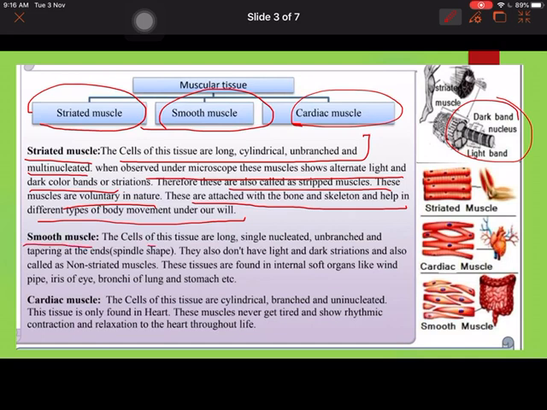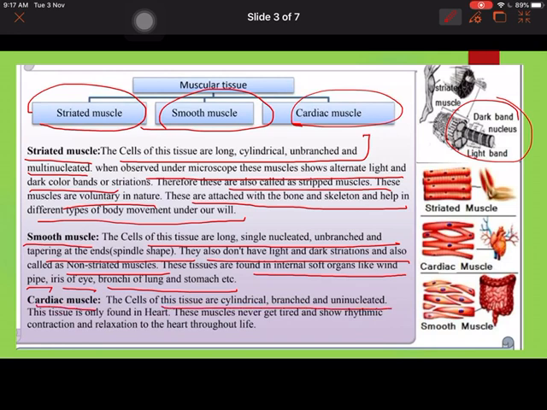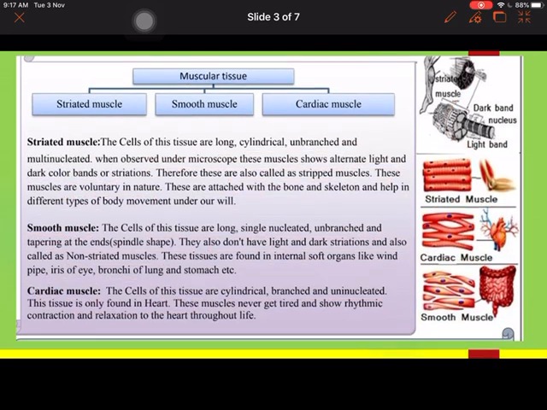Smooth muscles: the cells of this tissue are long, single nucleated, unbranched and tapering at the ends, spindle shaped, you can say. Smooth muscles do not have light and dark striation, and these are also called non-striated muscles. These tissues are found in internal soft organs like the windpipe, iris of the eyes, bronchi of lungs and stomach. Third is cardiac muscles. The cells of this tissue are cylindrical, branched and uninucleate, you can see, and this tissue is found only in the heart. They contract and relax throughout their life.